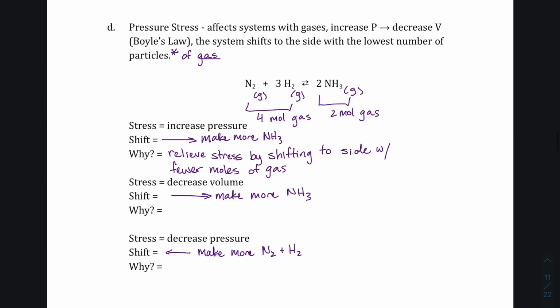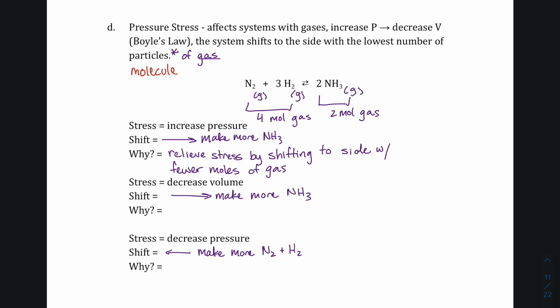Okay, pressure we will talk about more in class because this one is a little bit confusing. The system is going to shift to the side with the lowest number of particles of gas. So this is all about gases. We assume that solids and liquids are not compressible, so pressure doesn't really affect them. So if we look here, we have 4 moles of gas on the left-hand side. We have 2 moles of gas on the right-hand side. So we have more moles, aka more particles of gas on the left. A particle is the same thing as a molecule in this case.